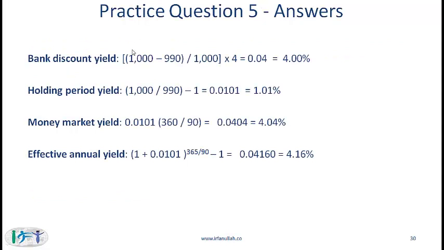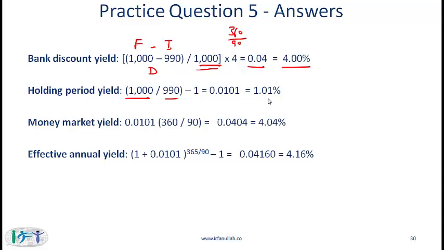The bank discount yield is the face value minus the investment amount. So this is the discount number divided by the face value multiplied by 4, because we have a 90-day instrument. So 360 over 90 is 4. We get 0.04, which means the bank discount yield is 4%. The holding period yield is simply the final value divided by the investment, minus 1. So that is 0.0101 or 1.01%.